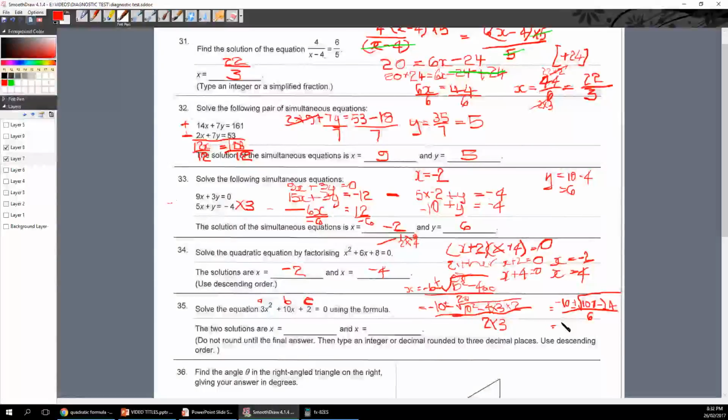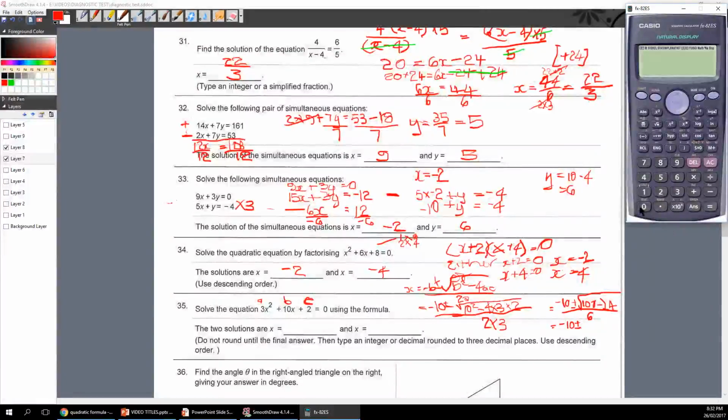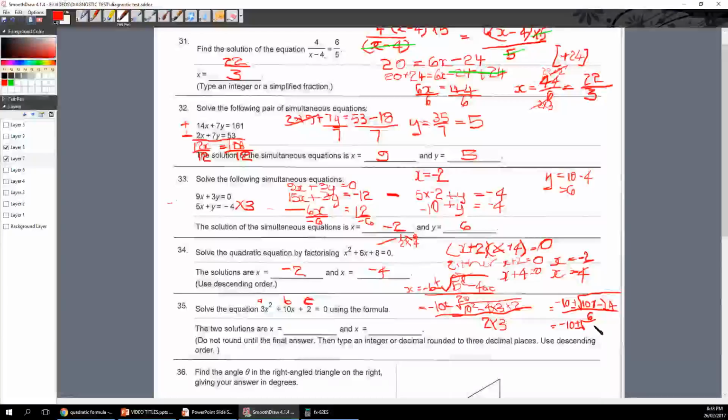So that's going to equal negative 10 plus or minus, to 3 decimal places. So we've got 100 minus 24 equals 76. And we're going to take the square root of that. So that's negative 10 plus or minus root 76 over 6.